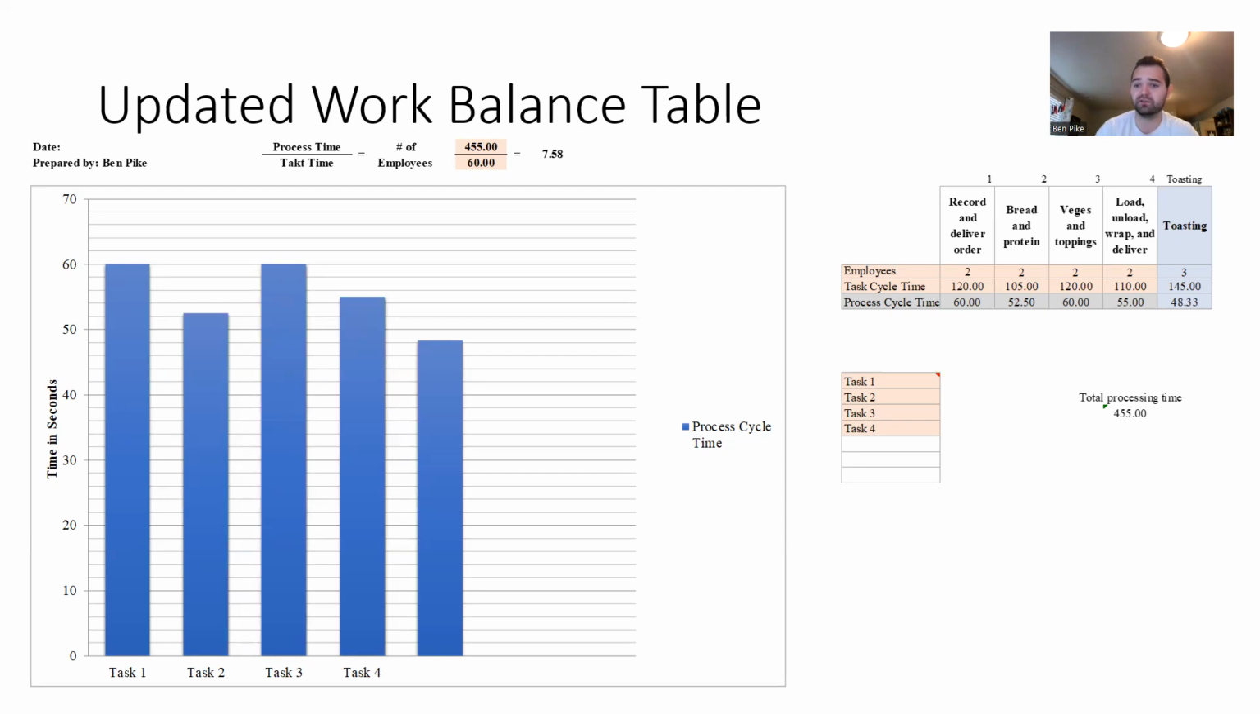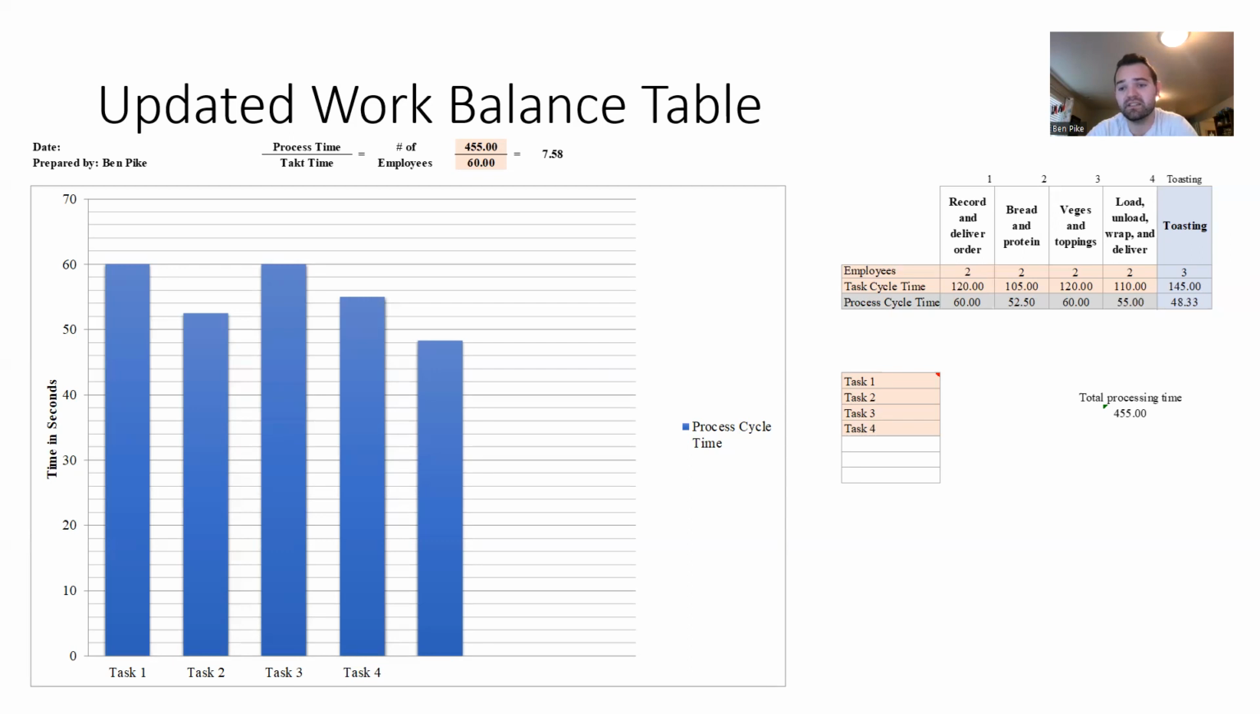And there was 145 seconds of waiting time where they would do nothing. So we've taken this 145 seconds out, as you can see right here under the toasting section. That shouldn't be included in manual processing time. So we removed that. We took the 20 seconds of loading and unloading and combined it with the wrap and deliver section. And so now we have 110 seconds for all 4 of these things in this small work cell at the end of the process.